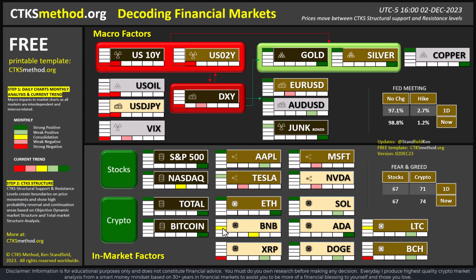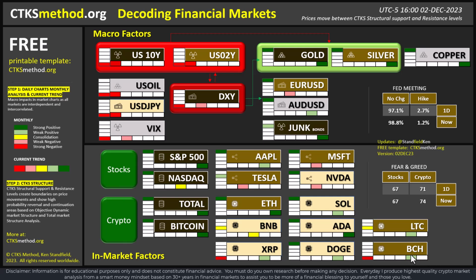Notice Binance is just roughly consolidating. I think Binance is going to explode upwards, because as more and more faith is restored into the crypto market, BNB was hit very hard. I'm leaning into BNB at the current time.